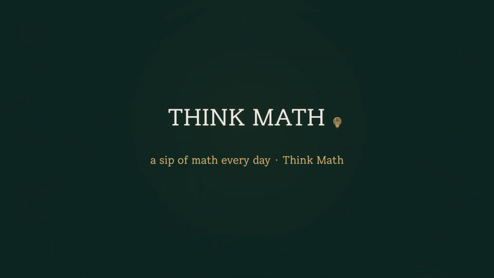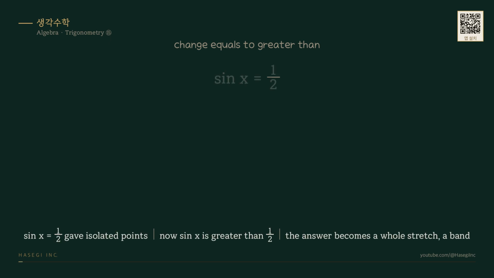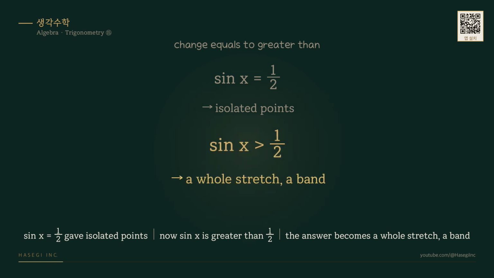Think math. Last time we solved the equation on the board. The answers were separate, isolated points. Now change the equals sign to a greater than sign. This time the answer is not a point at all. It comes out as a whole stretch of angles. Why does it suddenly become a band?